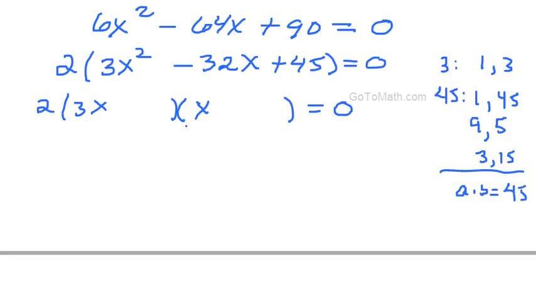We're going to let this number be A and this number be B. So we've got 3 times B plus A, and that's going to equal negative 32. Hopefully that's still on the screen.